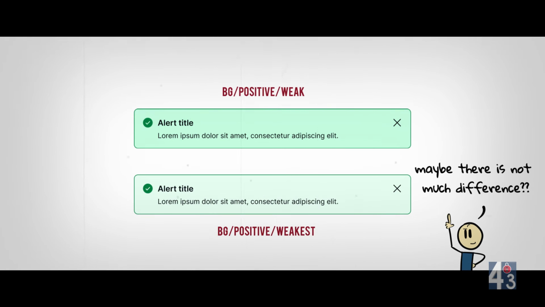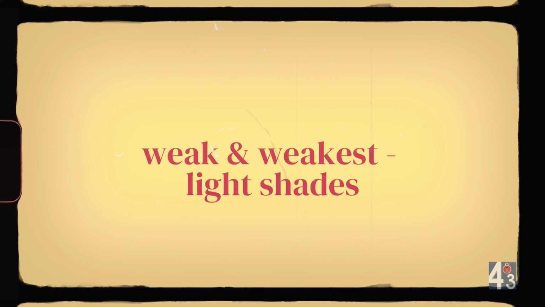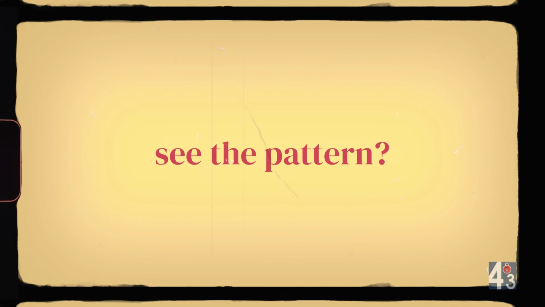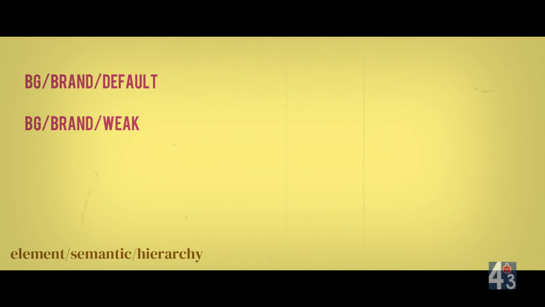Of course, the image may not seem to show you a stark difference between weak and weakest, but I prepare for the worst and create another variable here. So the default is the dark shade and the weak and weakest give me the light shades. So you see the pattern here? So you have an element semantic hierarchy token structure like BG brand default, BG brand weak, BG brand weakest.